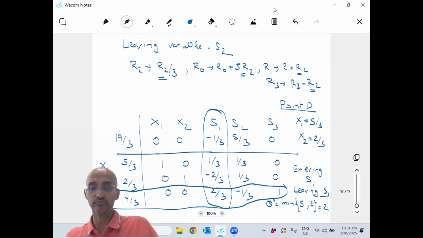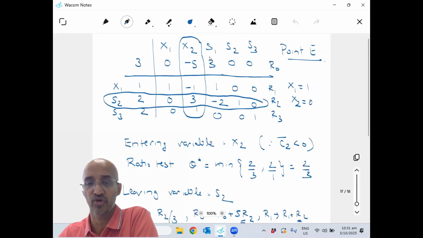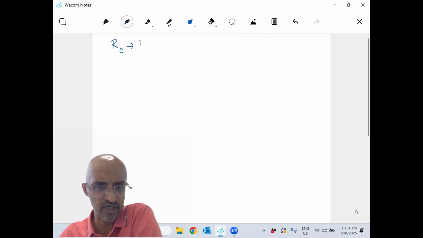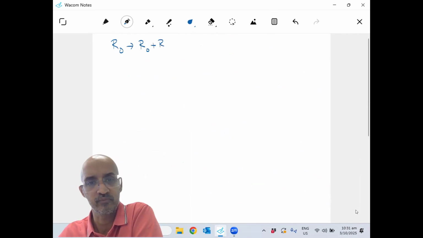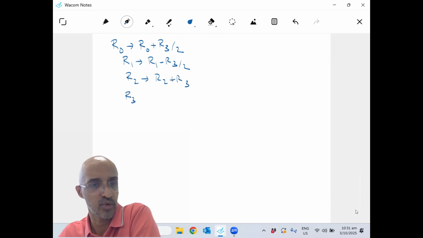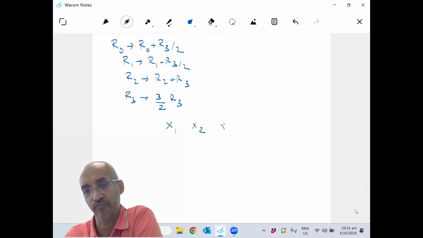Any questions? You okay? So if you do the row operations, and you can check this, I can make this minus 1 by 3. So half of row 0 plus half of row 3 will give me the top row. You can verify that these row operations will convert it to the form we want. And if you do this, you will get a tableau which looks like this.